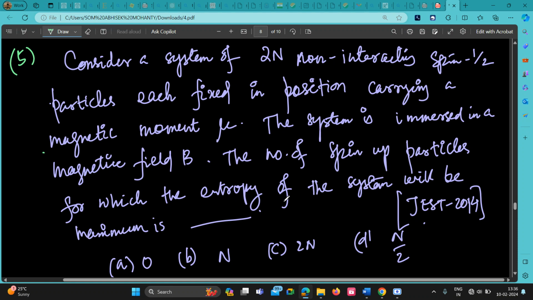Okay, there are, for example, 2n non-interacting spin-up particles. Sorry, we have done this kind of question in our previous sessions. So that means spin up and spin down will be there. For example, let the number of spin up be n. Okay, n particles are spin up, and how many are spin down then?